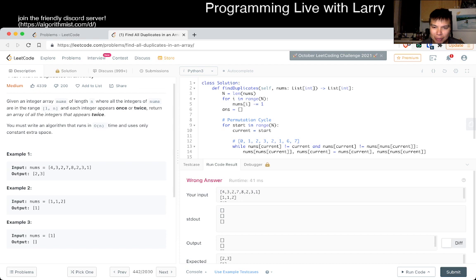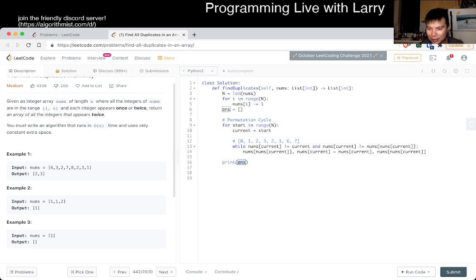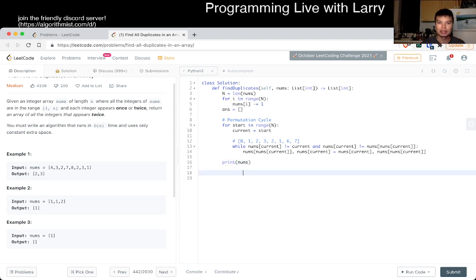Okay, the printing is not good because we print the answer. What we wanted to do is actually print the nums array, because here now everything should be sorted except for the things that are out of order, right? So yeah, as we expected, now we have the 2 and the 1, so that should be good. Of course we have to add back 1, but that's fine. So now we do for i in range of n, if num sub i is not i, answer append i plus 1, and then we just return answer, right?